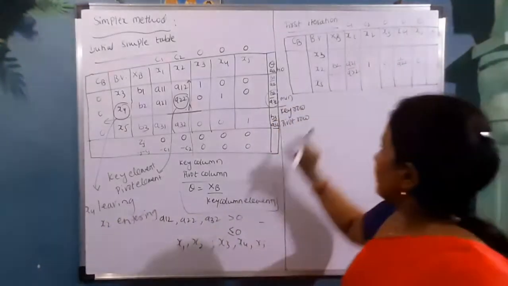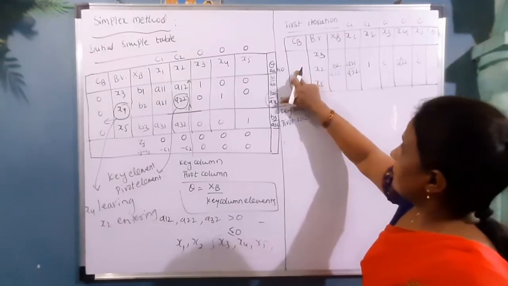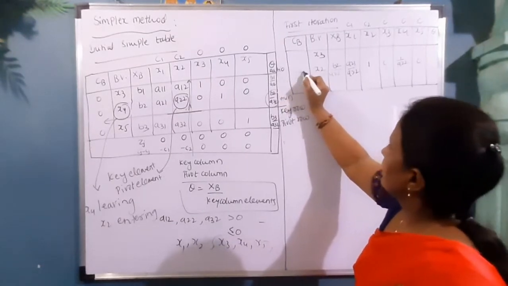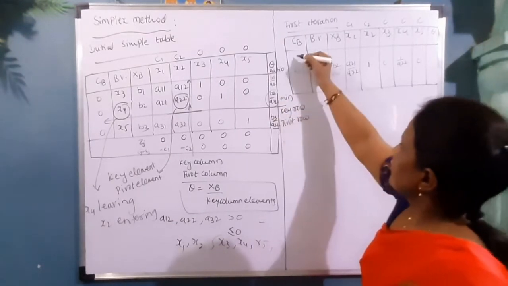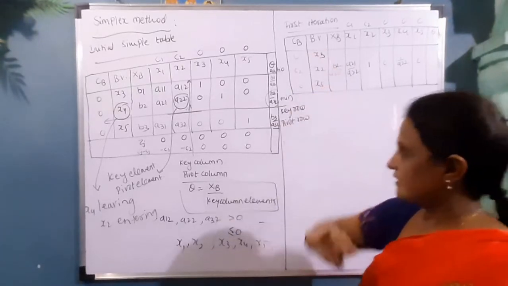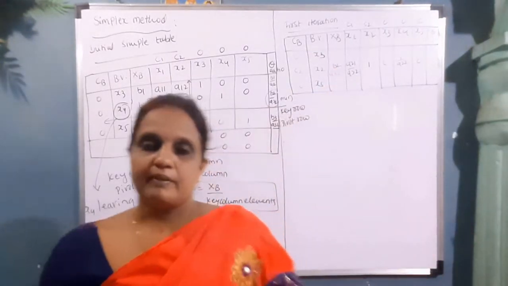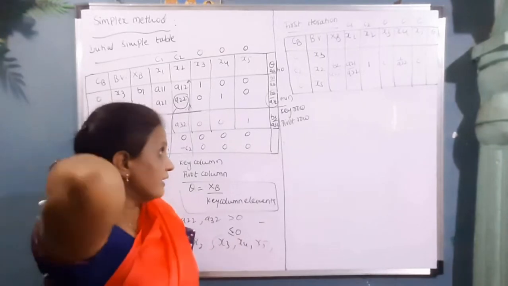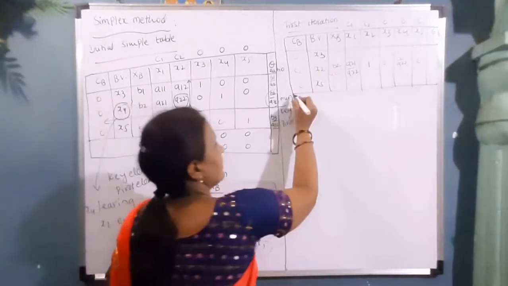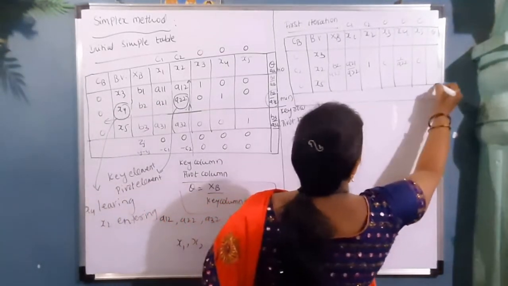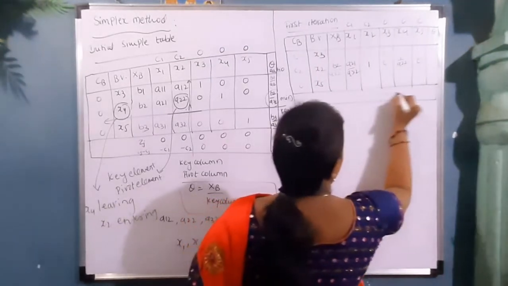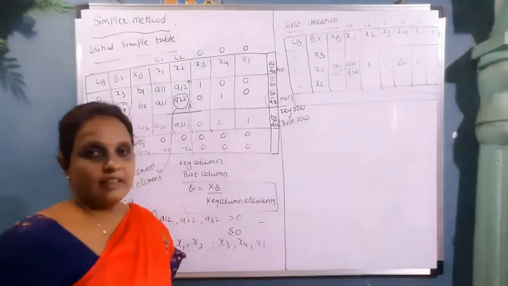Then the coefficient of X2 is, now here we can write C2. Here we get C2, X3 is 0, X5 is 0. So it is simple, one example itself. Now the other values we have to find. Now how to find the other values?